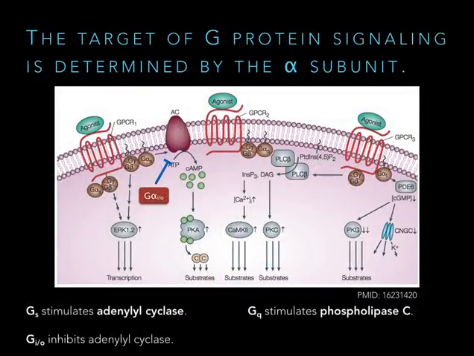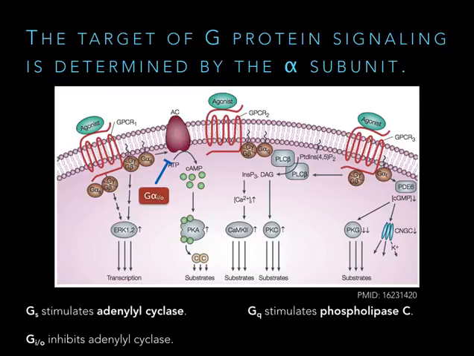Now, what happens under the hood away from the membrane totally depends on which alpha subunit is being stimulated. That's what determines what G protein we're dealing with. It's the alpha subunit. The beta-gamma complex, they're the same. The alpha subunit is what differs. And there's really 3 types. There's GS. The S stands for stimulates. And what's stimulated is adenylyl cyclase. We'll talk about that in just a moment.